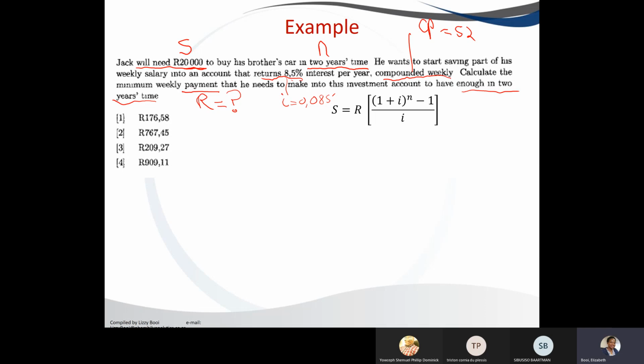So we can substitute the values. We are given 20,000, which is our future value. We are told what our interest is, 0.085. Our N is 2 years, and our compounding period is 52. We substitute, dividing our interest by the compounding period, multiplying our period by the compounding period.